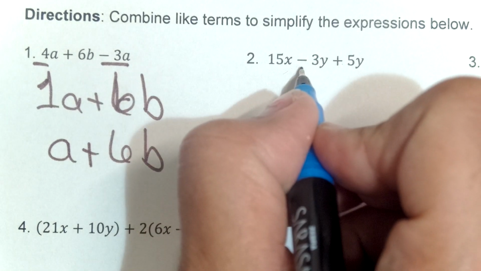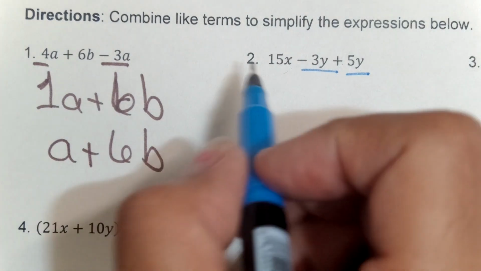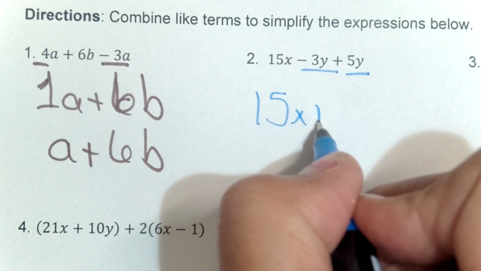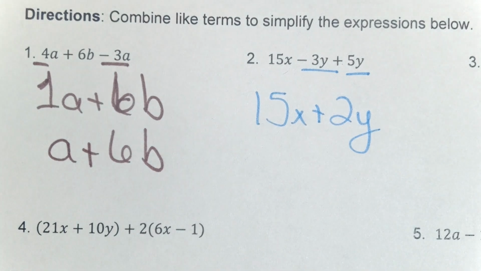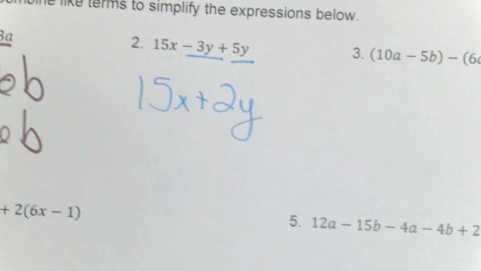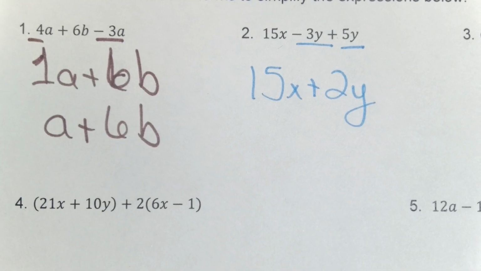Negative 3y plus 5y. So what's that give me? 2y. Very good. Questions? Can I move to the next one? All right. If you don't have these down on your paper, you should write them down.